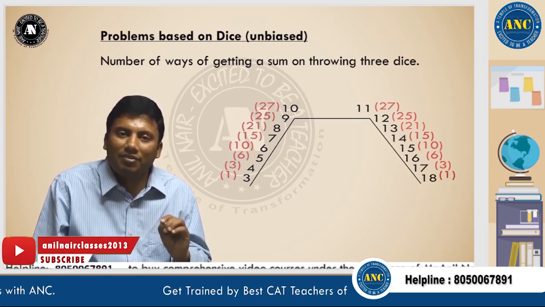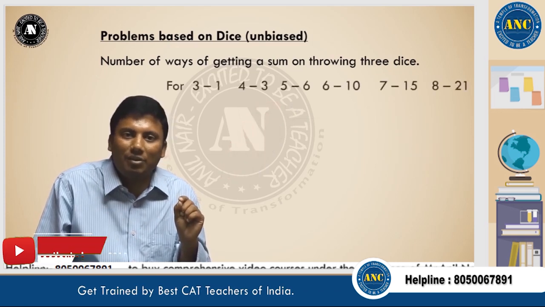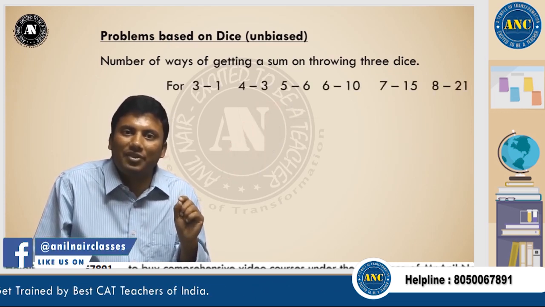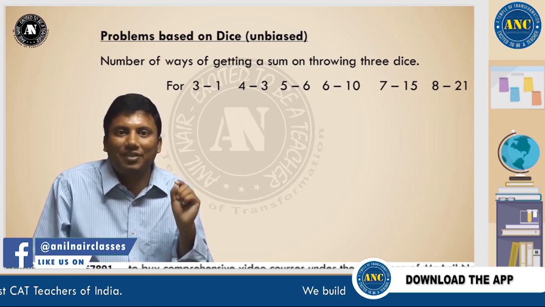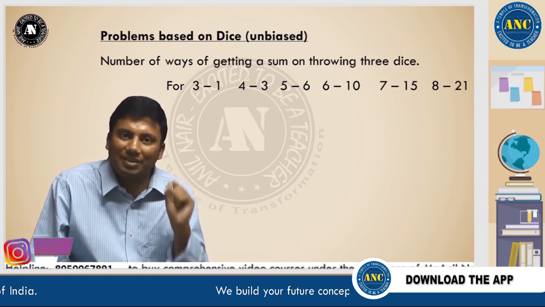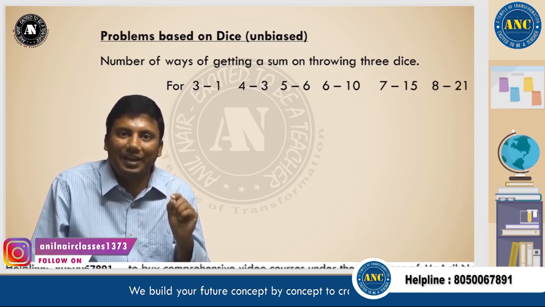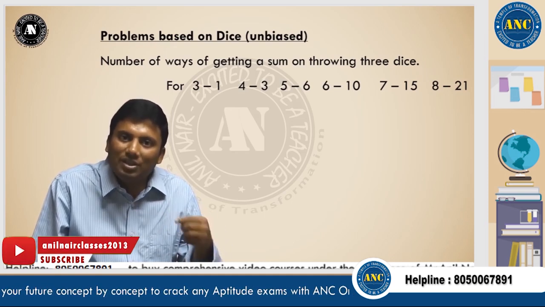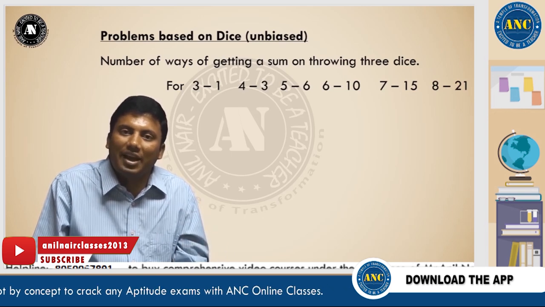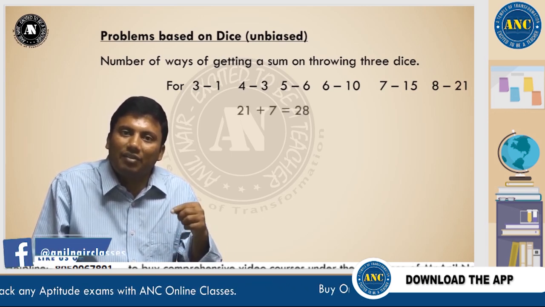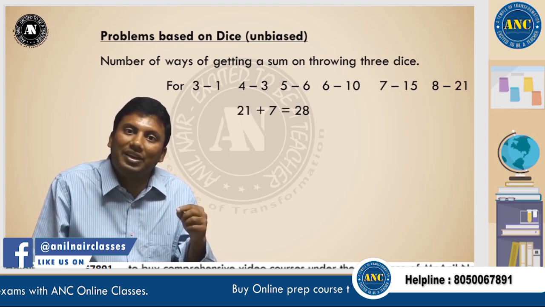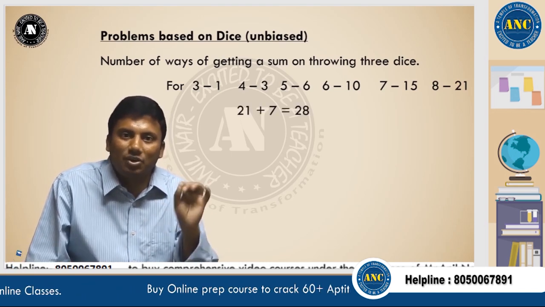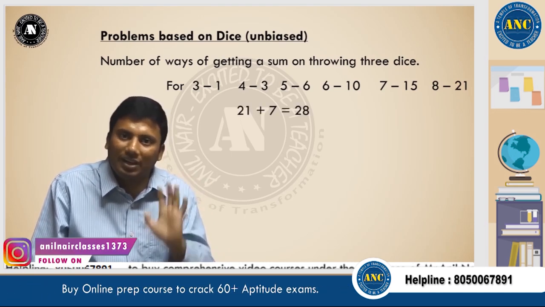So what will be the number of ways? For 3 it will be 1, for 4 it will be 3, for 5 it will be 6, for 6 it will be 10, for 7 it will be 15, for 8 it will be 21. If I follow this series, what will be the next element? 15 plus 6 is 21, 21 plus 7 is 28. So first you write down 28.